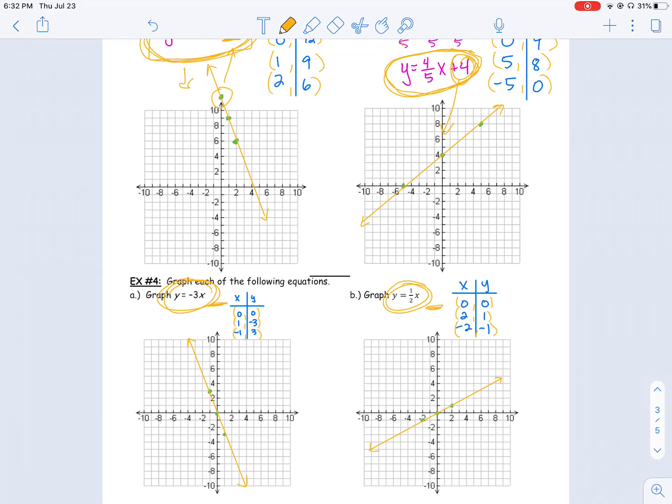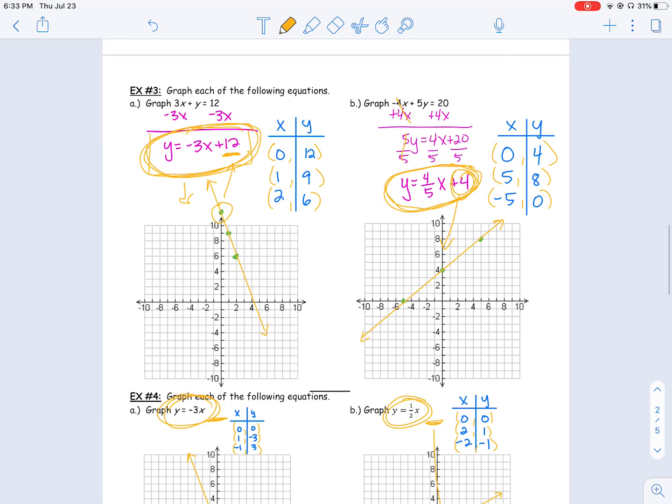Same idea with this one. There was no number in the back of my equation, and so there's really a +0 in the back, and so it crossed the y-axis at 0. That's actually my y-intercept always. So what about the other numbers in my equation? Did you notice anything about those? Like the -3 and the 4/5 and the 1/2?